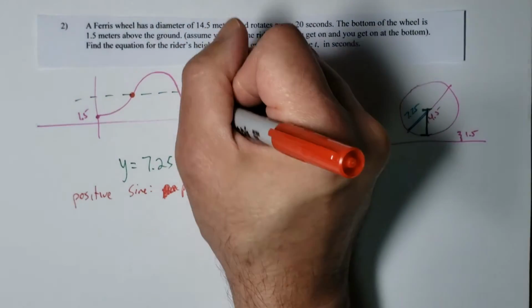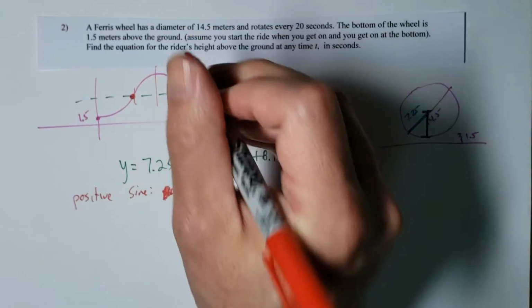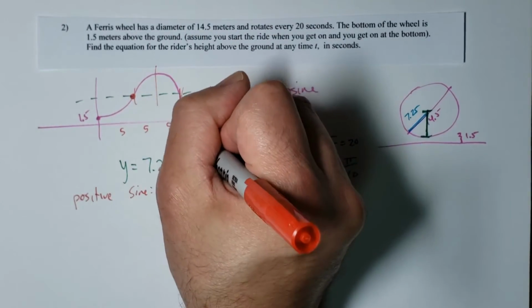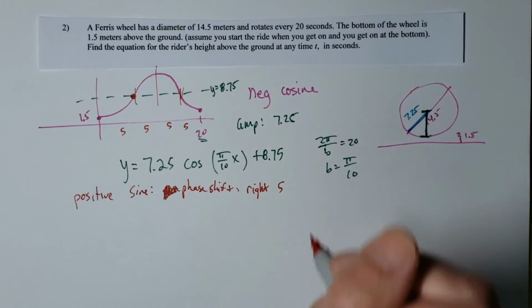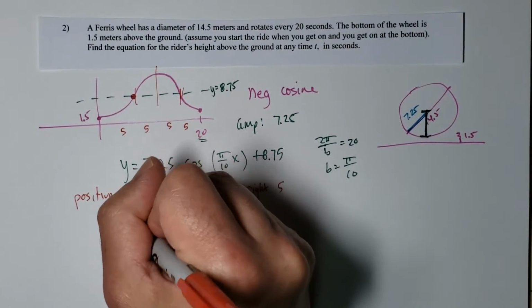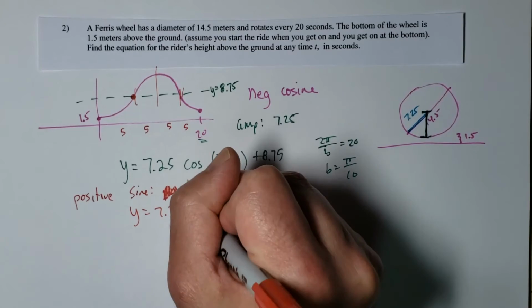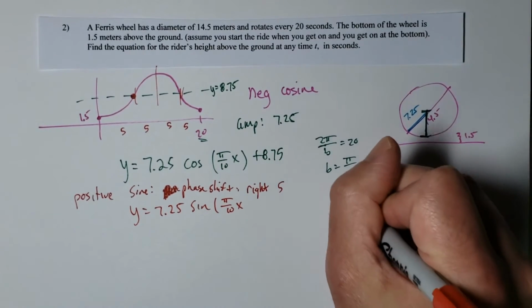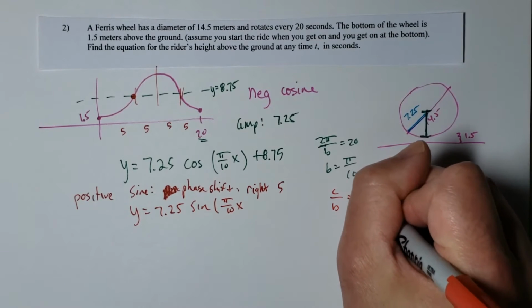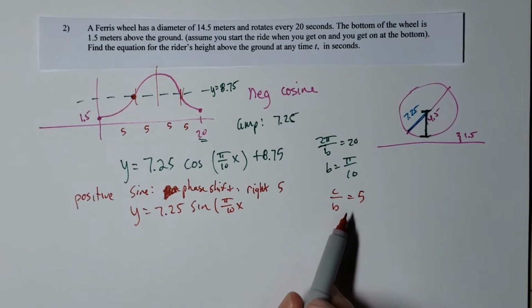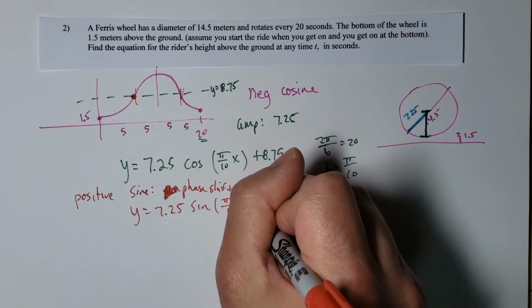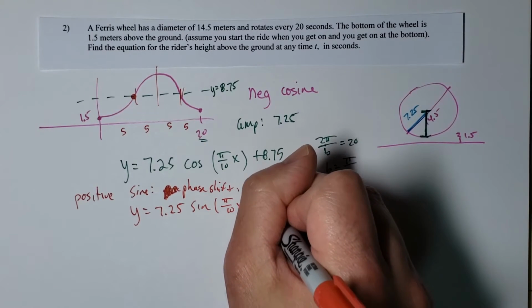Well, if the whole period is 20, that means it takes 5 seconds to get to each of these parts. So that's right 5. And so I could write y equals 7.25 sine pi over 10 x, and then I'd have to account for my phase shift, and that's going to be, well, that'd be pi over 10 times 5, so it'd be actually half of pi, and it's negative because it moved to the right.